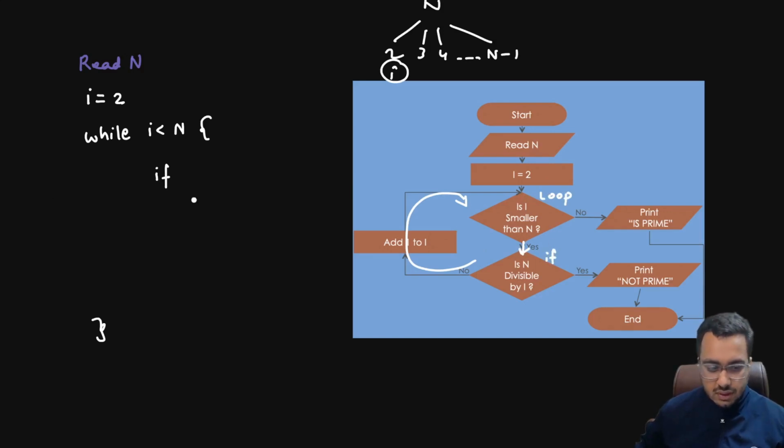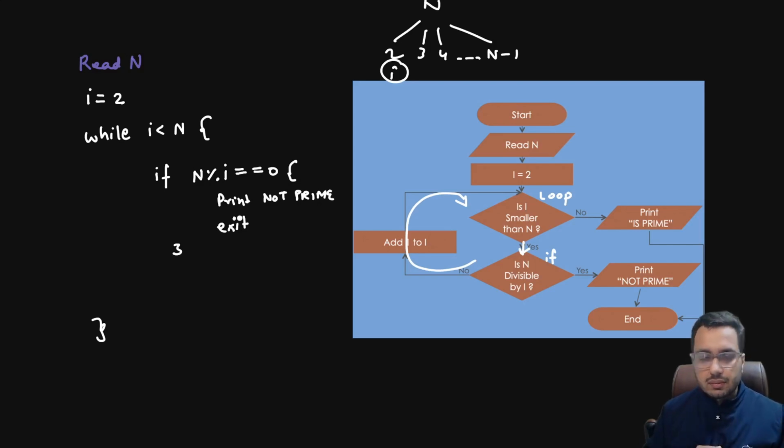If n is divisible by I, then you can simply say that this number is not prime and you can exit. This is what we have seen. So we can say print not prime, and we can say exit. As soon as we get one divisor, we can say this number is not prime and we can exit.